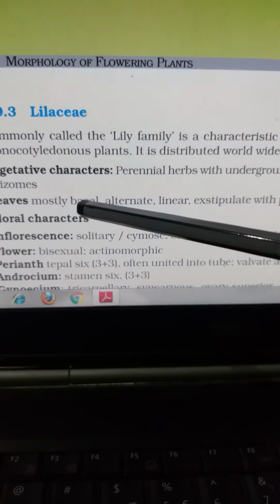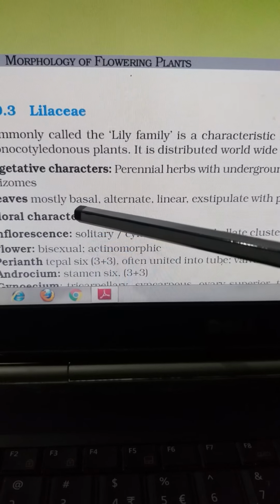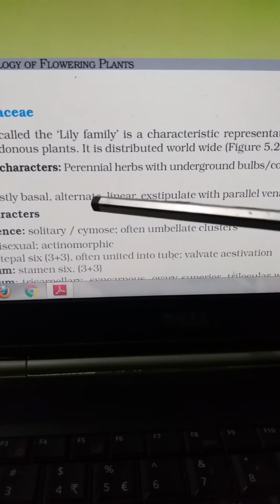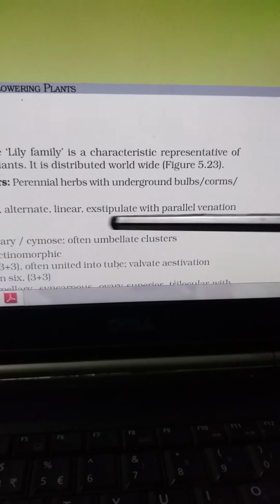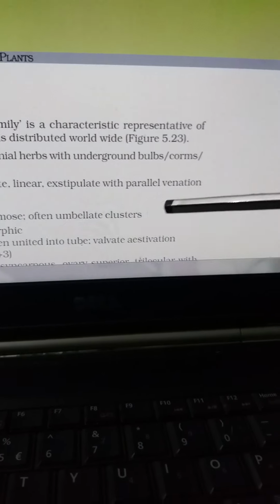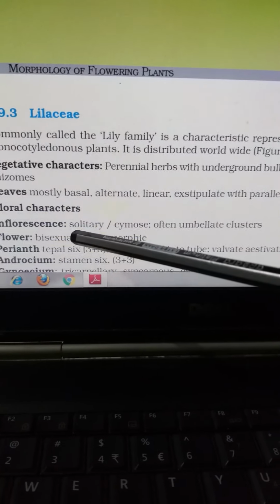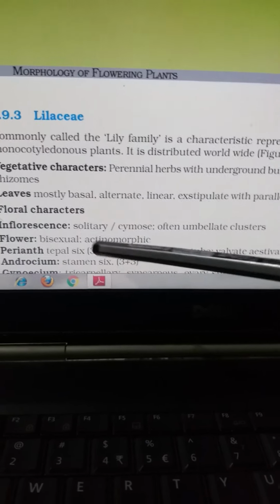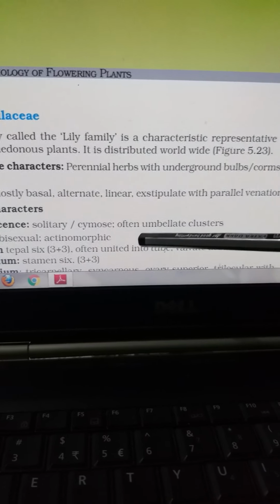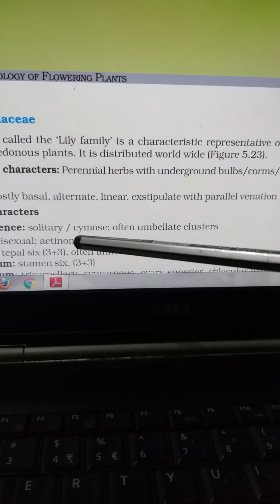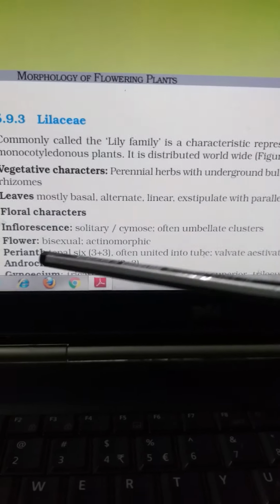Now leaves, they are mostly basal. Basal means arises from the base of the stem. They are alternate, linear, exstipulate. That means they don't have stipules, and since it is monocotyledonous, they have parallel venation. Now if we talk of the inflorescence, they are basically solitary, and sometimes it is cymose with umbellate cluster. That means you have a cluster at the top of the plant.